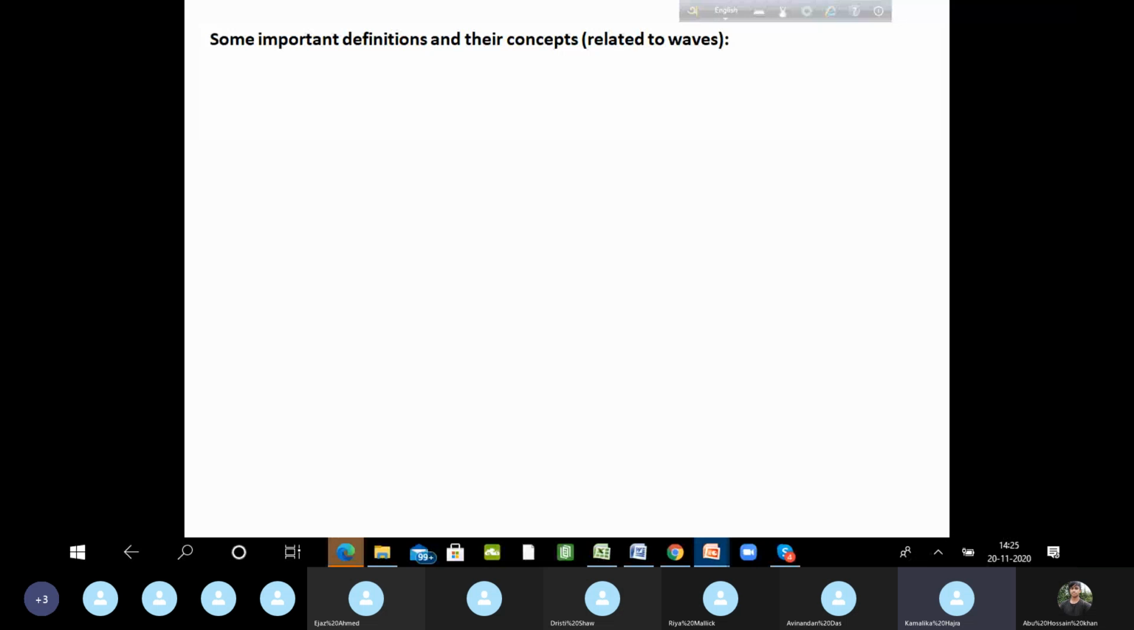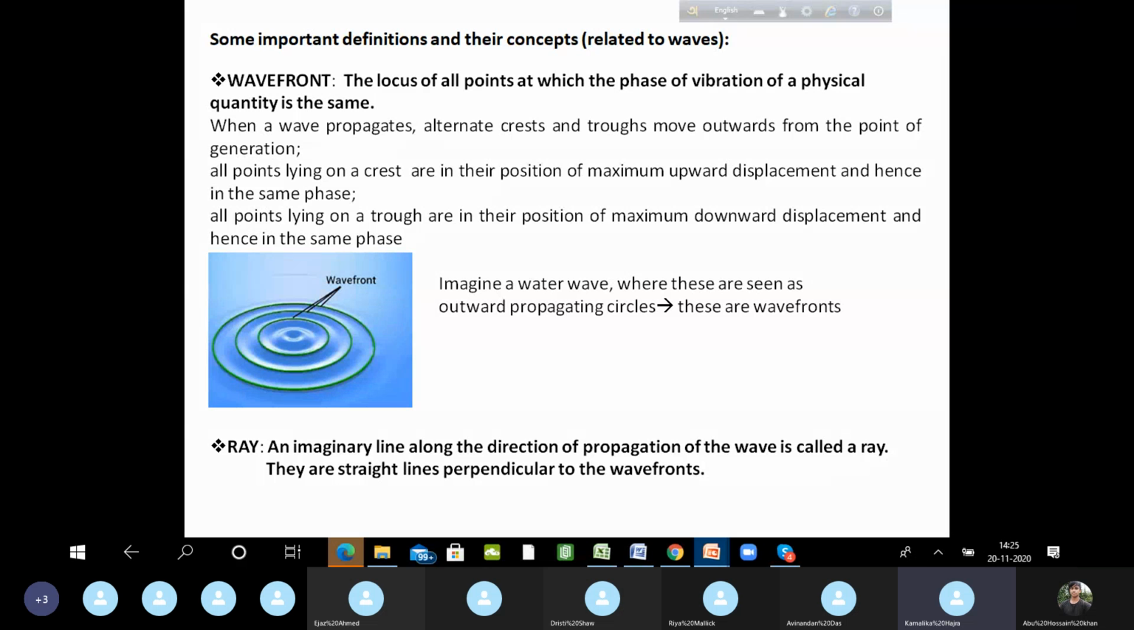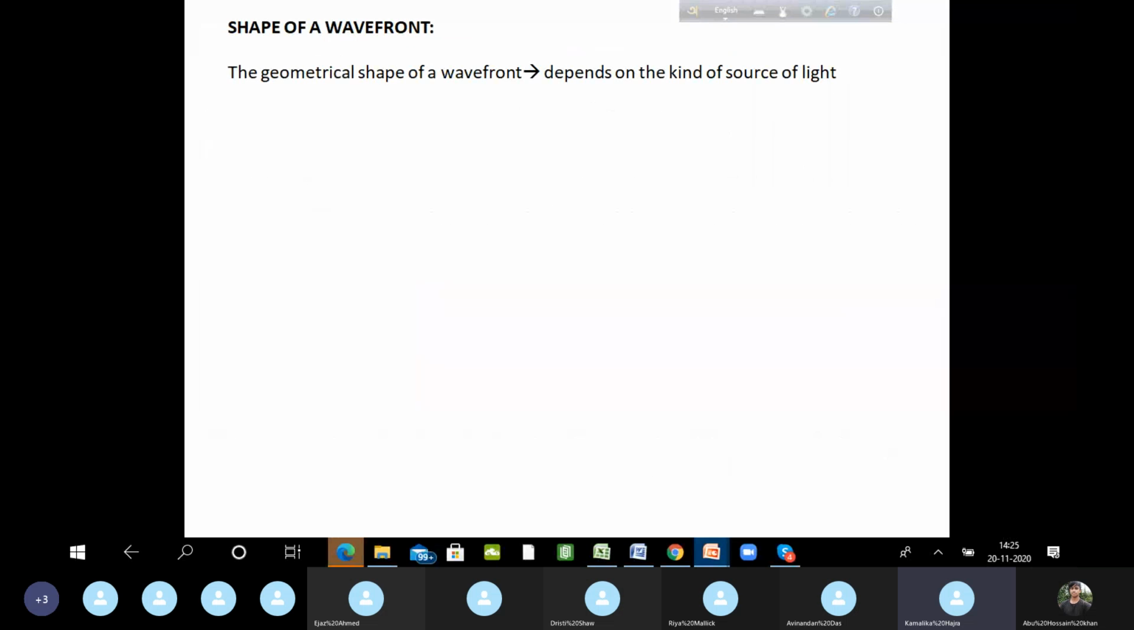These are some definitions that you need to know, like what is a wavefront, what is a ray of light. When you are drawing a ray of light, what does it actually mean? It is the imaginary line along the direction of propagation. What is a wavefront? A wavefront is the locus of all points for which the phase of vibration is the same. So when we are drawing the wavefronts in Huygens principle, you need to know what the wavefronts actually are.